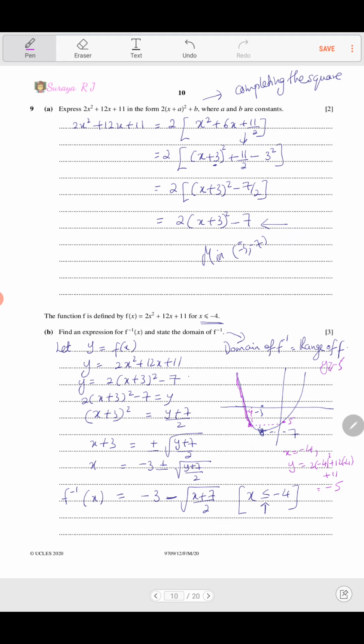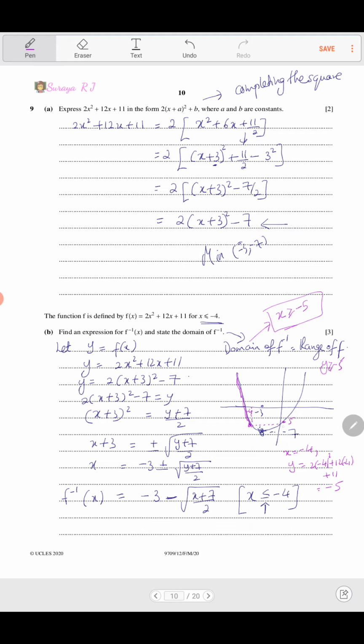And here we are talking of the domain of f inverse. Domain, that is, we replace y by x. For domain, we consider x values. So it is x greater or equal to minus 5. This is the answer.